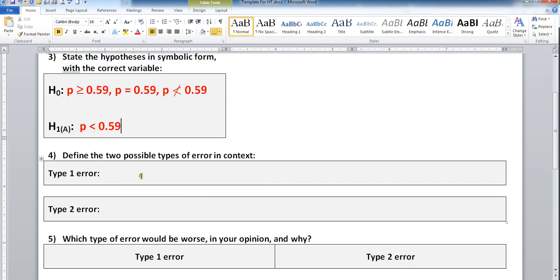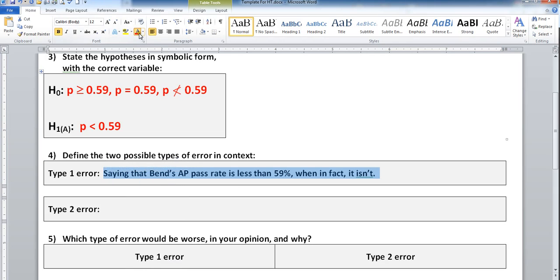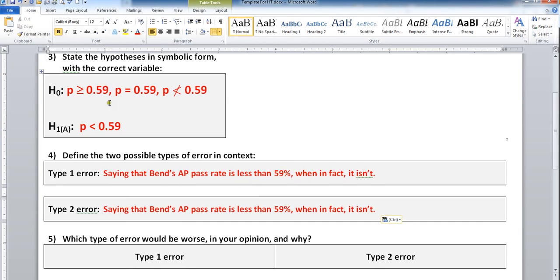The two types of error. A type 1 error would be saying that Bend's AP pass rate is less than 59%, when in fact it isn't. That's a false positive. It means you came up with a positive test result that yes, indeed, it is less. You believe this when you should have believed this. A type 2 is exactly the opposite. You believed this when you should have believed this. That's saying that Bend's pass rate is not less than 59%, when in fact it is.